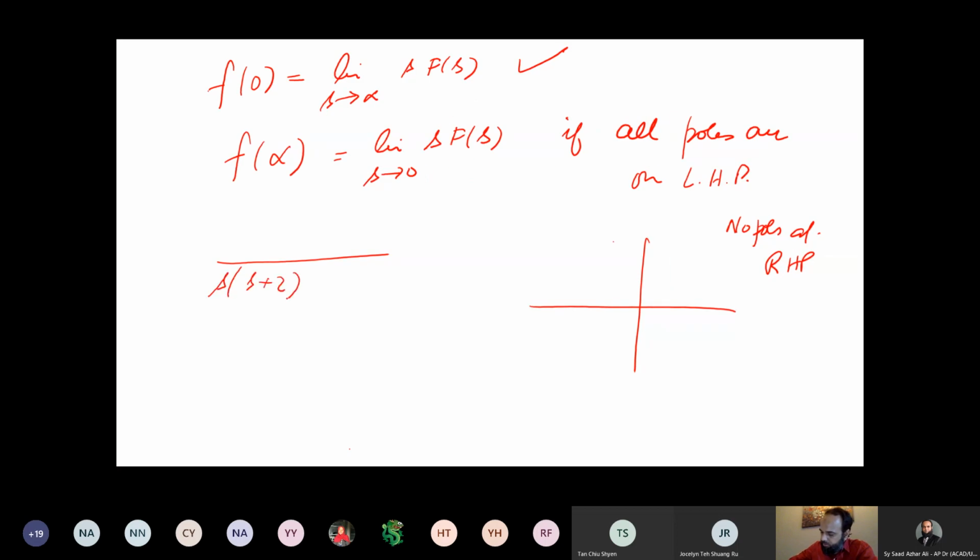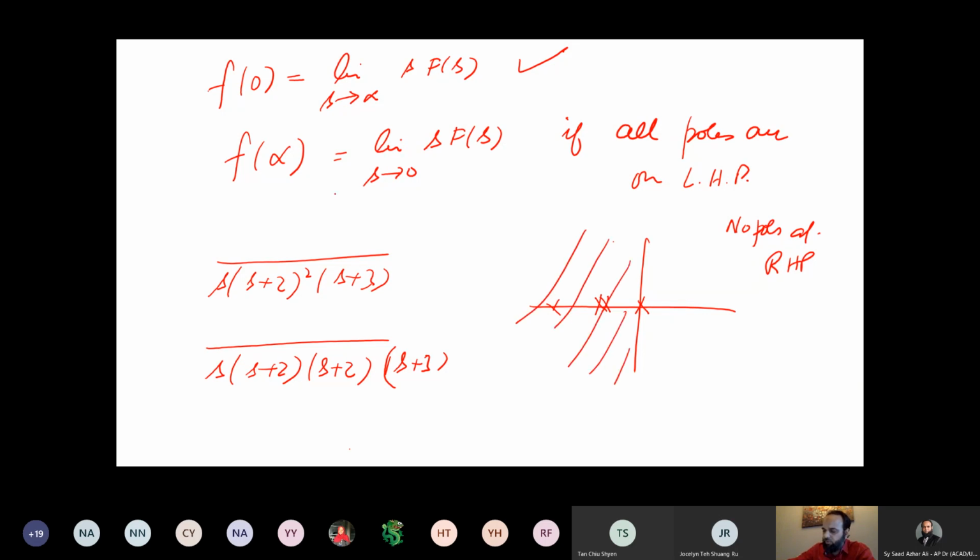Our function had s plus 2 squared and s plus 3 in the denominator, or we can say it was s plus 2, s plus 2, and s plus 3. This shows that the poles are at the origin, -2, and -3. So it's okay, they are all on the left side. We can continue finding it. So multiply with s, put in the limit, and we can find the final value here. Is it okay? I think you can find the value.